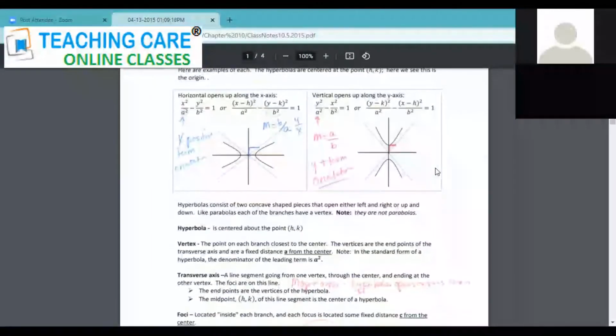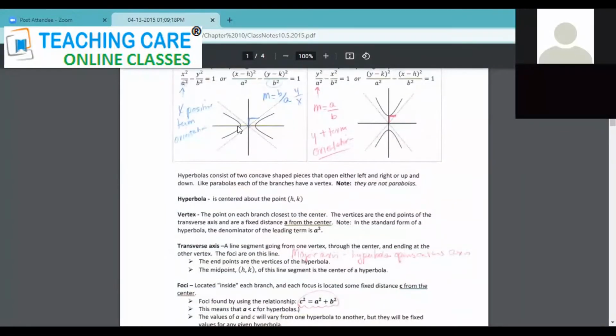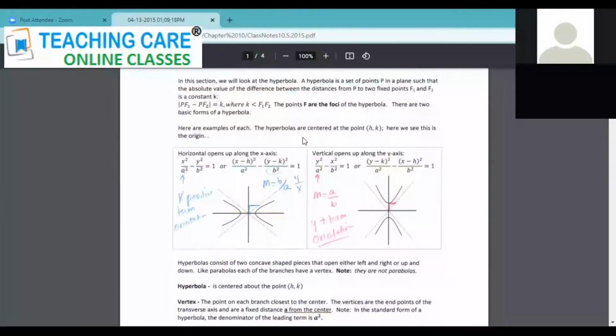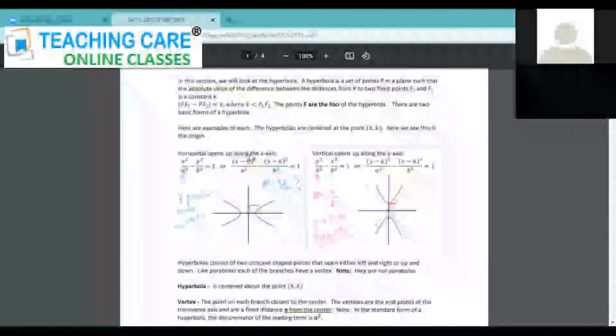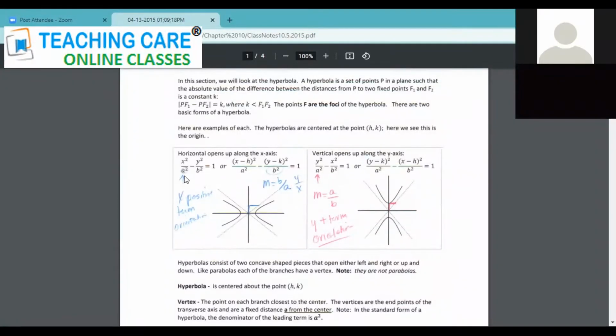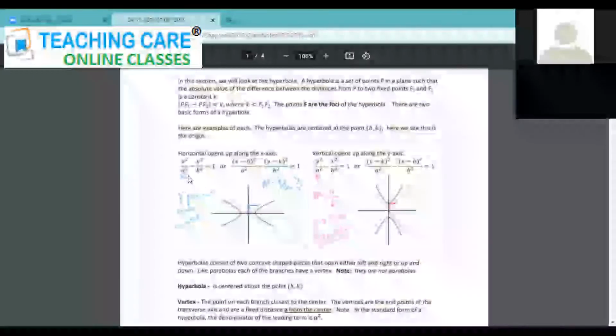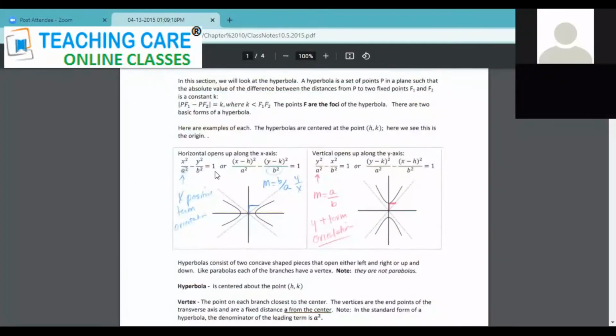So for example, you can have these 2 points as F1 and F2, and the center point you will have it as well. Now, here they have given an example of hyperbolas centered at the point (h, k). With the origin, horizontal, opening along the x-axis, the equation is x squared over a squared minus y squared over b squared equals 1. Correct? So x is the positive orientation here.